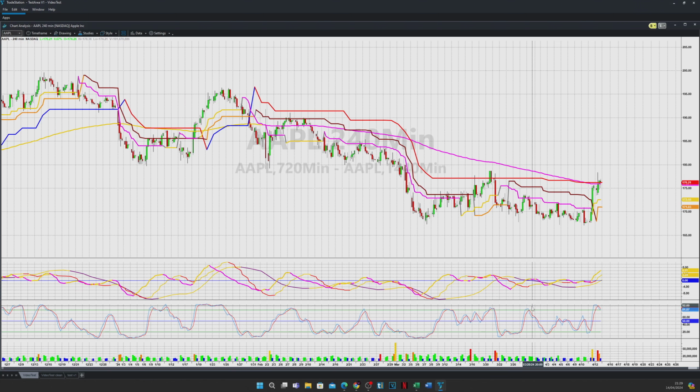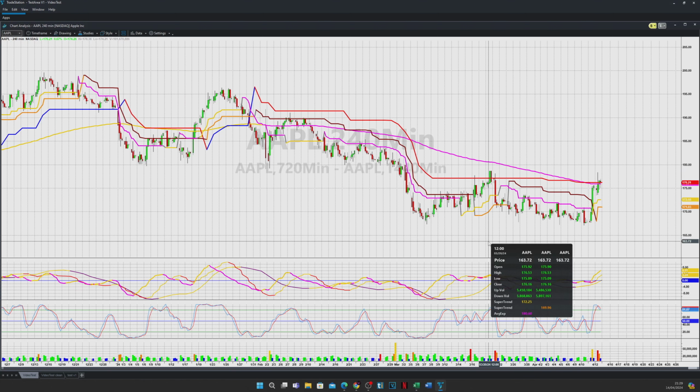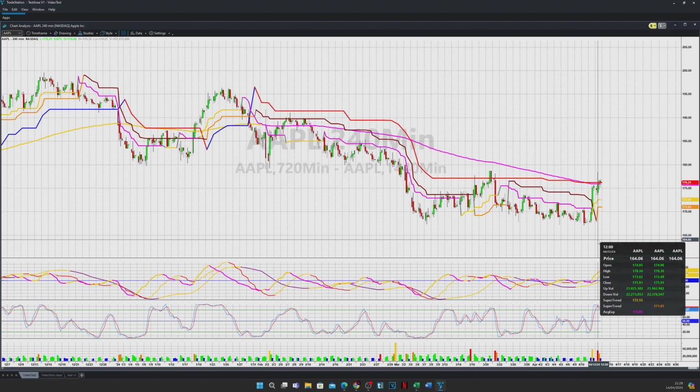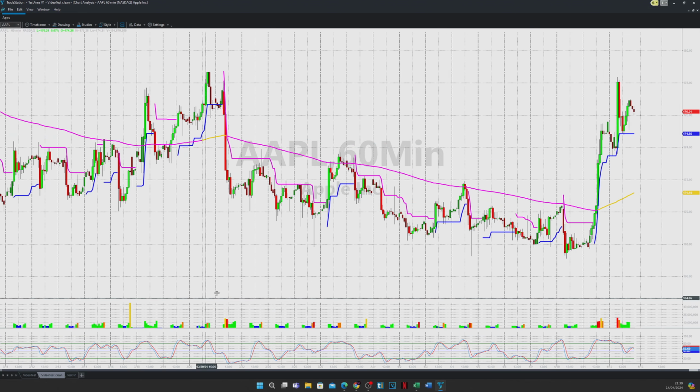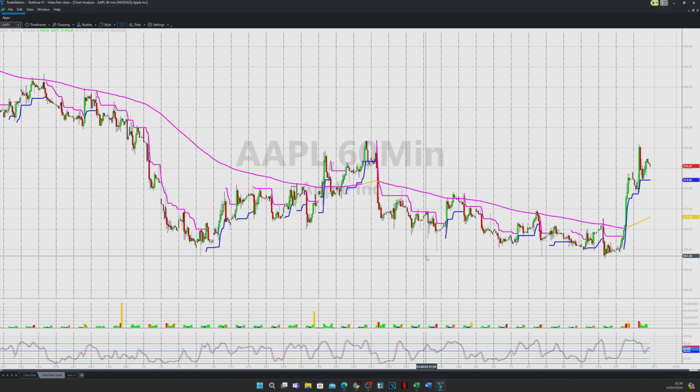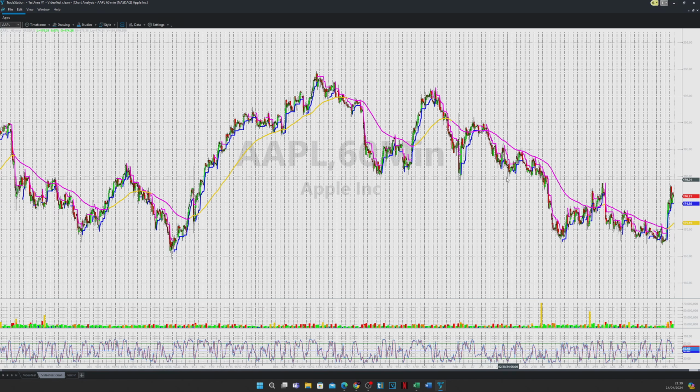Do we have divergence? Let's check it out. The high here is 178.67. This is a lower high. This is 187.18, probably, yeah, 94. This is higher high. This is lower high. Some sort of small divergence. But let's see what we have here.